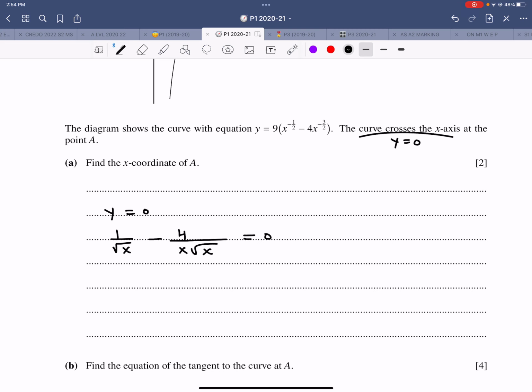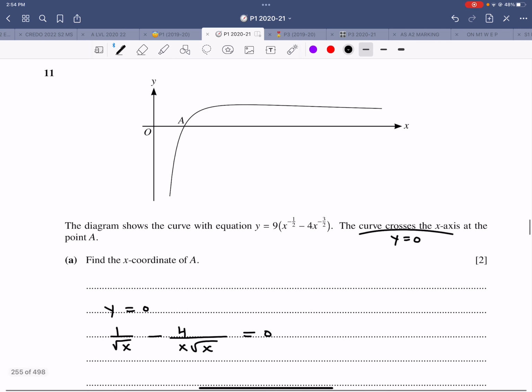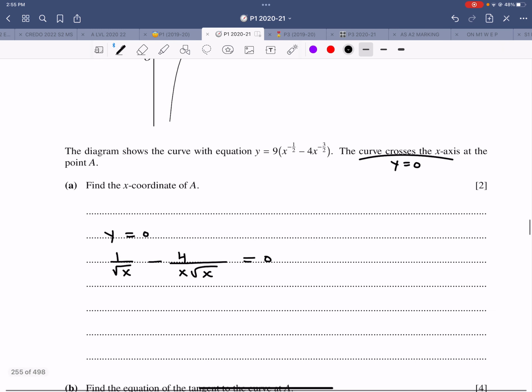Have I written it correctly? X raised to power of 3 over 2, indices. X raised to power of 3 over 2 is x raised to power of half into x raised to power of 1. It was negative 3 over 2. Therefore, if you want to add a step further, y equals 9, 1 over x raised to power of half minus 4 x raised to power of 3 over 2. Basically, I started from here. So this 3 over 2 is this and this.